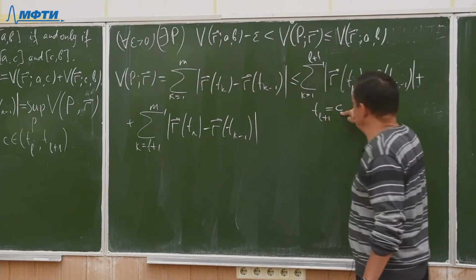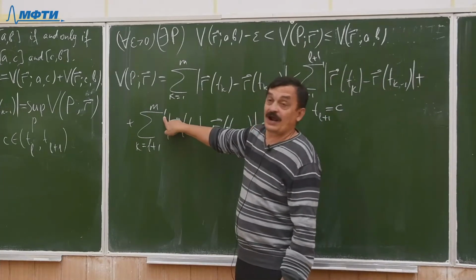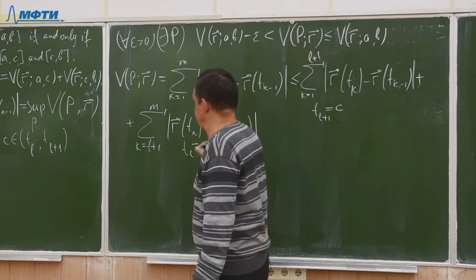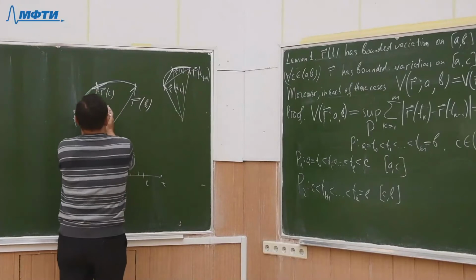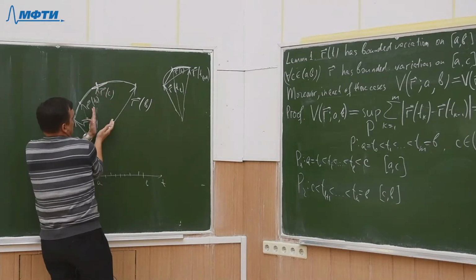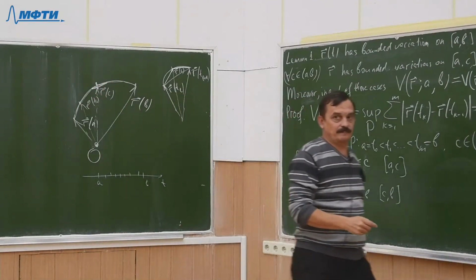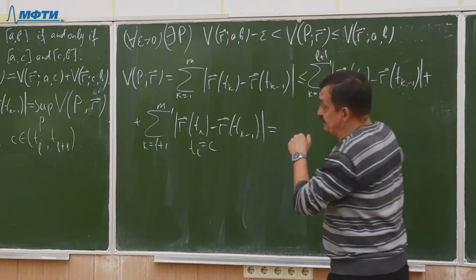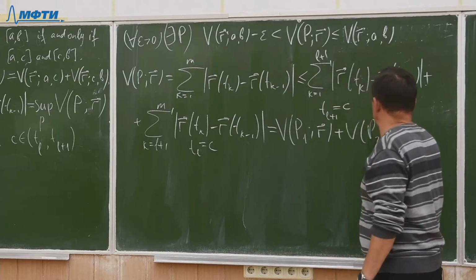Okay, so t_{L+1} equals c, right? Now, for this sum, what does prime mean here? t_L equals c once again, right? So what we do is replace: when we consider this part, instead of t_{L+1} we take c. When we consider the second part, instead of t_L, we consider c. That's it. Now, what is written here is precisely V of P1, R and V of P2, R.